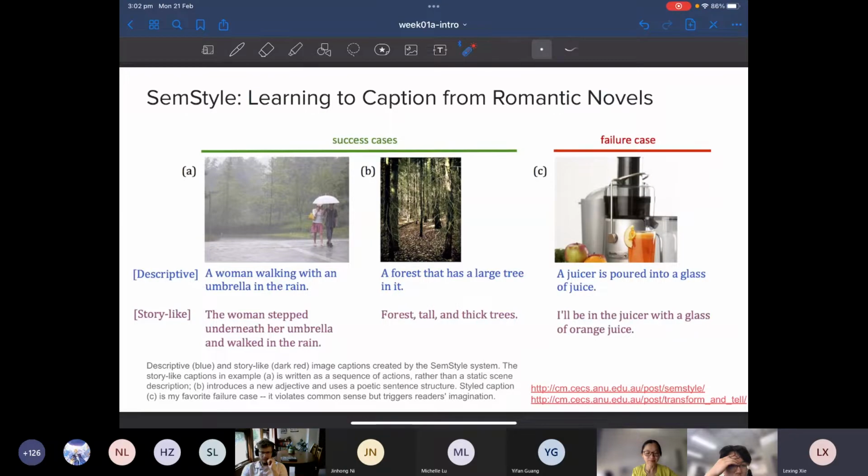I'm not going to talk about how it's done, still with RNNs, but it's able to write descriptive captions about an image, and also story-like captions that tend to have more parallel structure, more first-person pronouns, and so on. And here's my favorite failure case. It says, I will be in the juicer with a glass of orange juice, as a romantic expression. It might be a bit sci-fi like, but again, common sense violation.